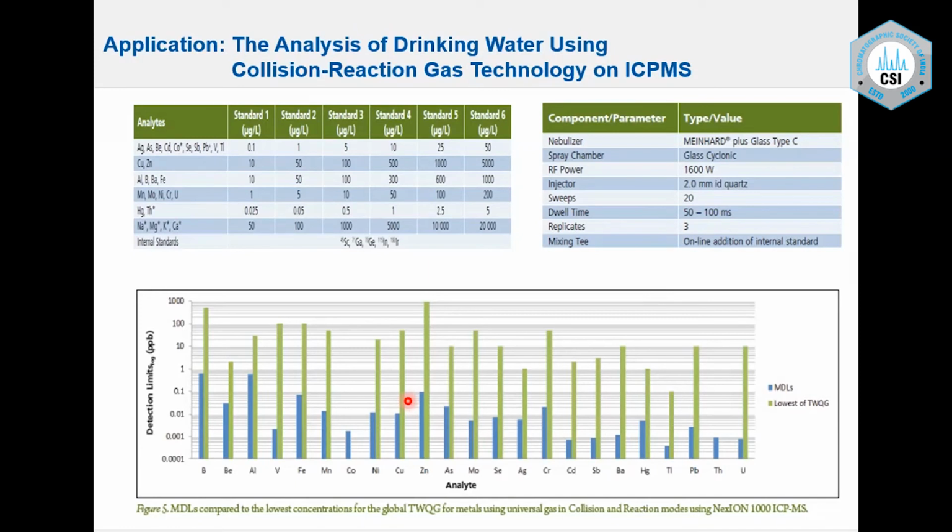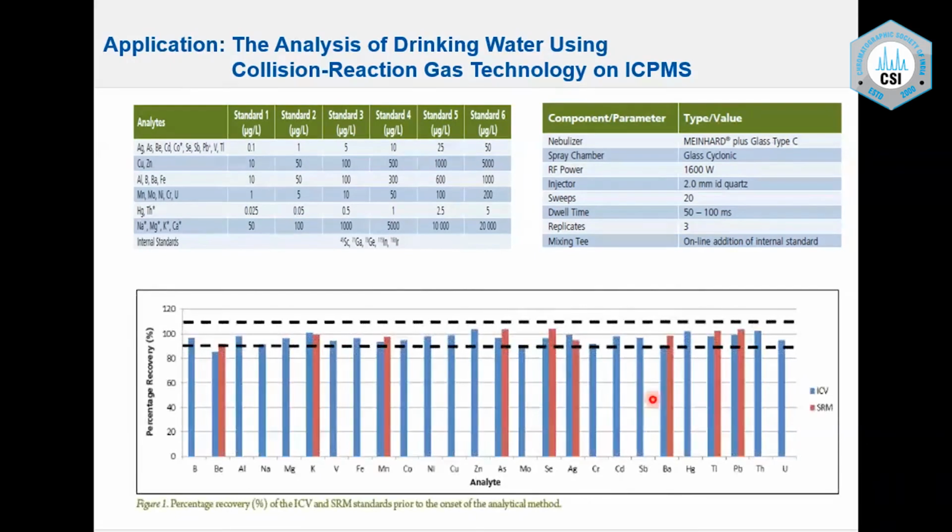So this is the detection limit chart observed for the drinking water method. You can see most of the elements are within 10 ppt. Also, some of the elements are up to 100 ppt. So it depends on the concentration. As per this method, the method detection limits were determined, and almost all the detection limits, the yellow ones, are near 10 ppt or 50 ppt.